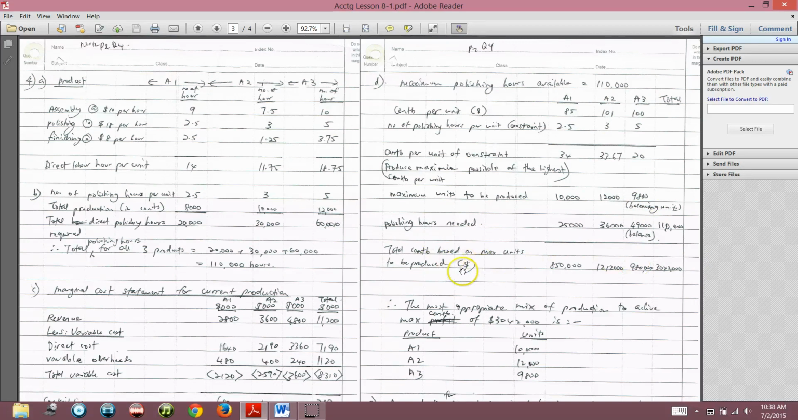So the total contribution based on the maximum units to be produced. Okay, so what is the total contribution for this?